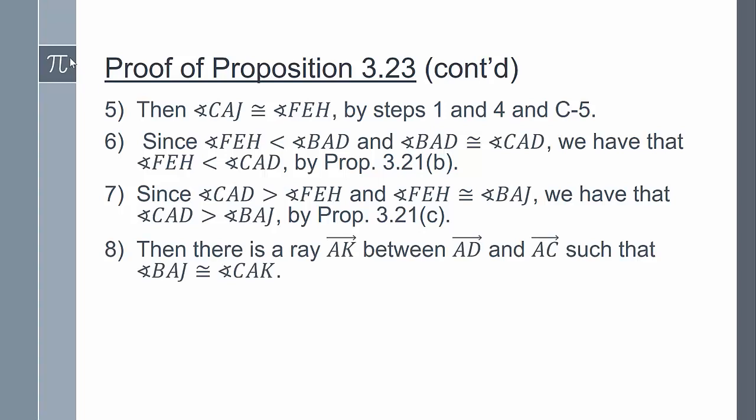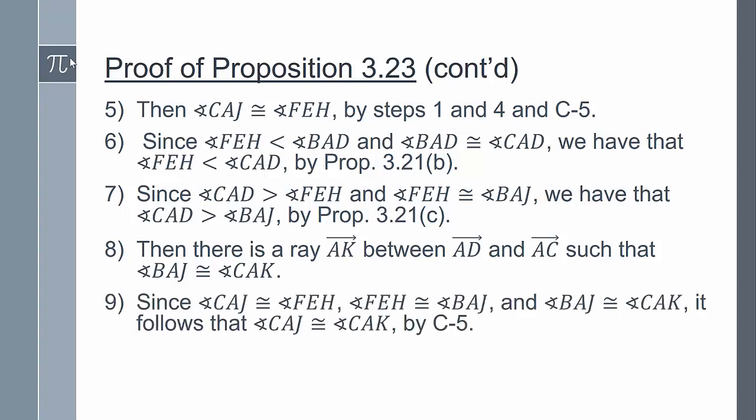So then, by definition of greater than, we have that there's a ray AK between rays AD and AC such that BAJ is congruent to angle CAK. Since angle CAJ is congruent to FEH by step 5, and angle FEH is congruent to BAJ, and angle BAJ is congruent to angle CAK, it follows that angle CAJ is congruent to angle CAK by Congruence Axiom 5.